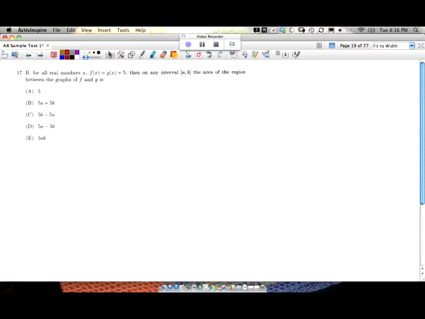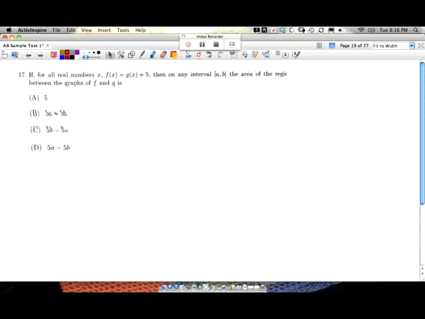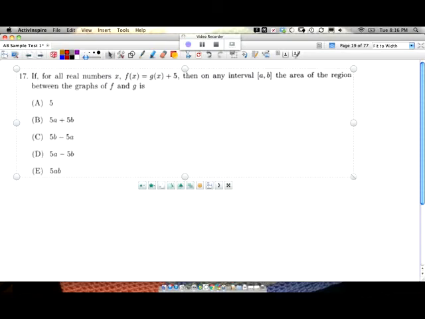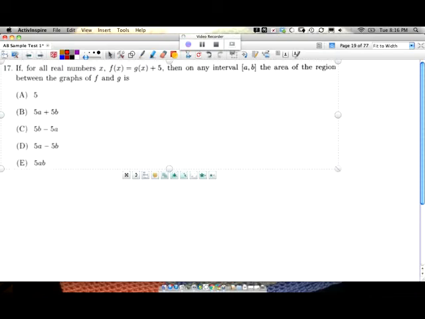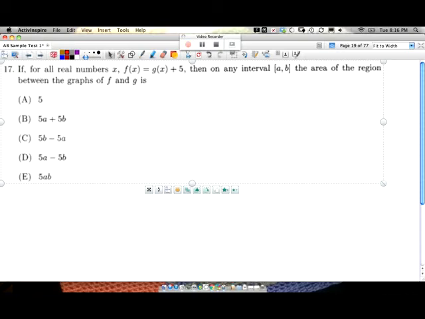Alright, what do we got here? For all real numbers x, f of x equals g of x plus 5. So what would we do with that? How would we work our way around? It looks like f of x is g of x plus 5. What's the area of the regions between f and g? We got options here. Oh, well, let's make a picture.